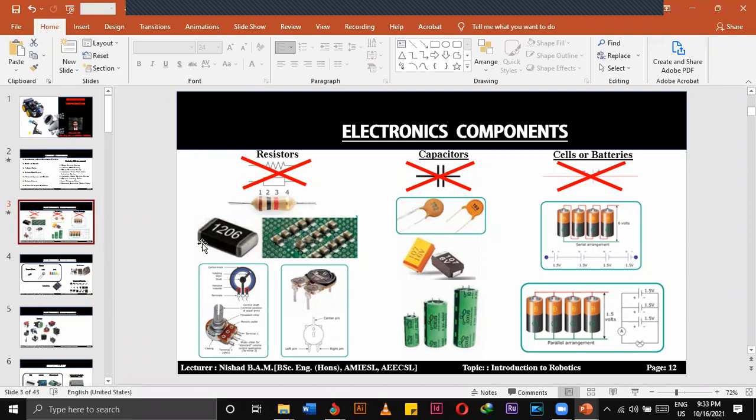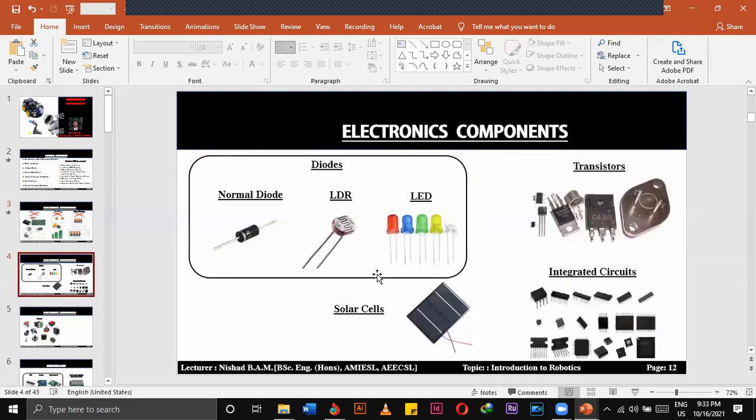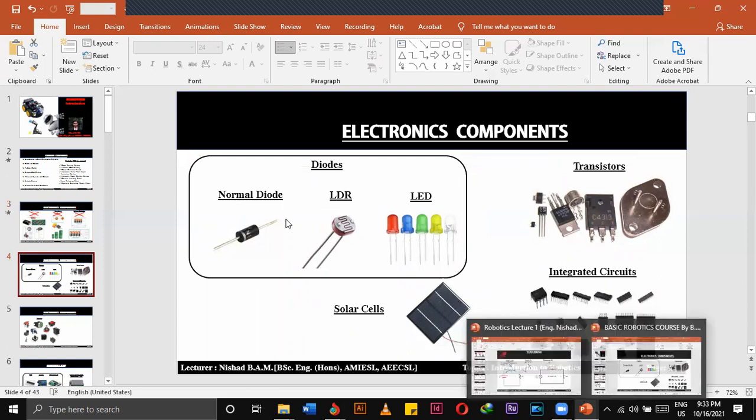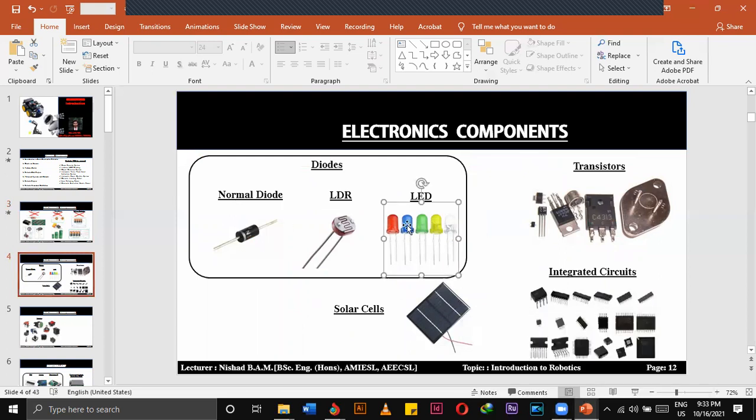So we have potentiometers. Potentiometers mean we can change the resistance. In normal resistors, we can't change the resistance. In the electronic components, we have learned about diodes, but we are not going to learn about diodes deeply. So we will use these kinds of LED bulbs.